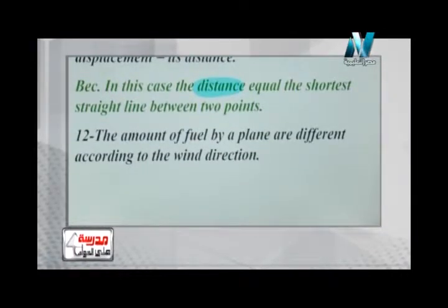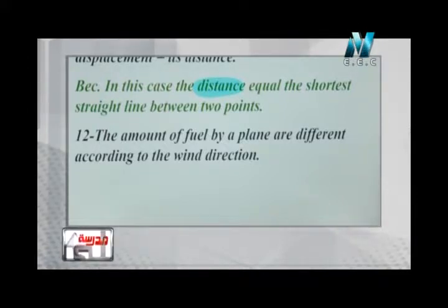Question number 12. The amount of fuel by a plane are different according to the wind direction. طبعا أكيد the fuel اللي هو الوقود, the consumption اللي هو الاستهلاك of fuel of the aeroplane الطيارة are different according to the wind direction. طبعا أكيد if that plane flies against wind direction، لو الطيارة بتطير عكس اتجاه الرياح will consume هتستهلك more fuel.